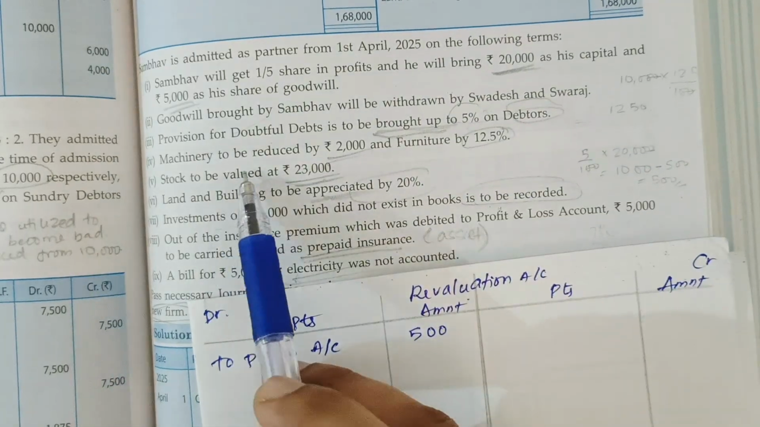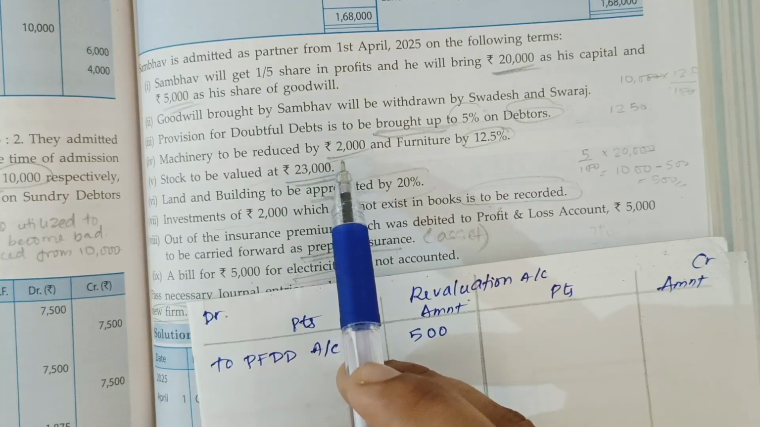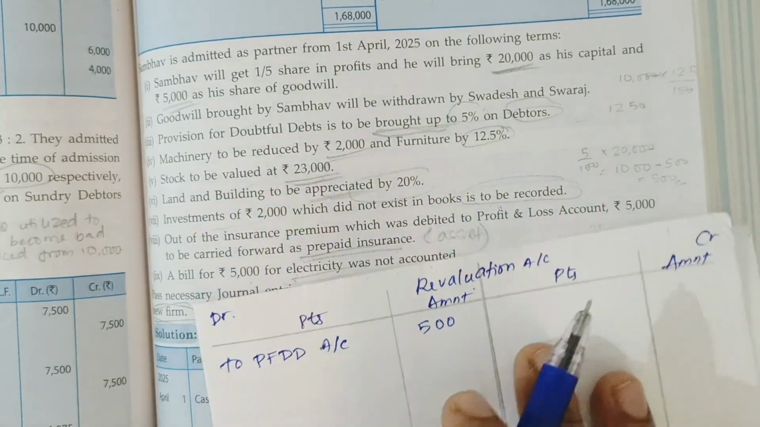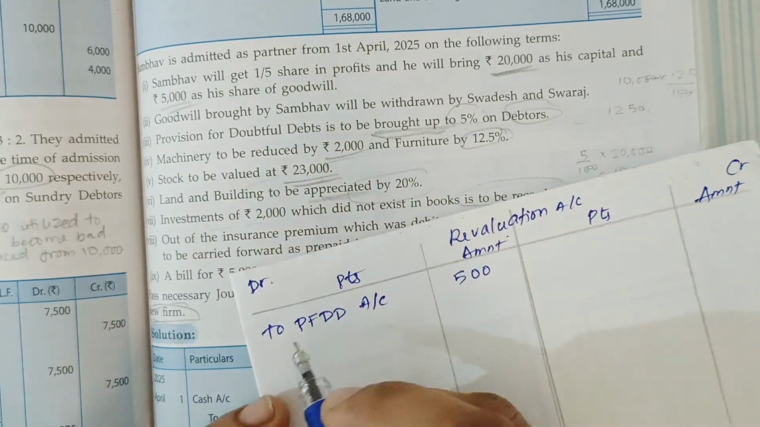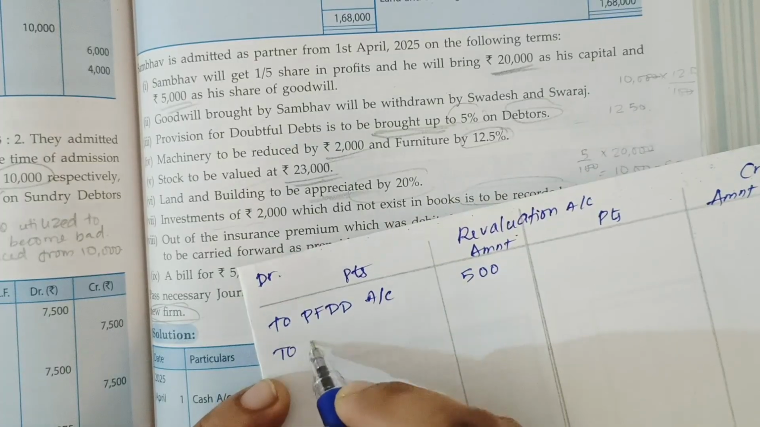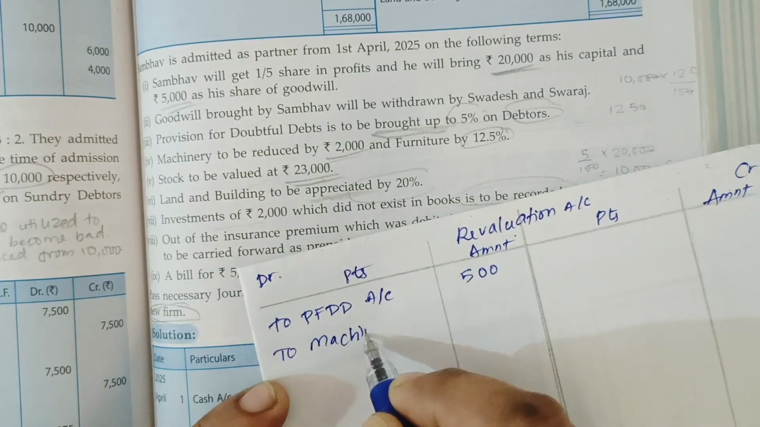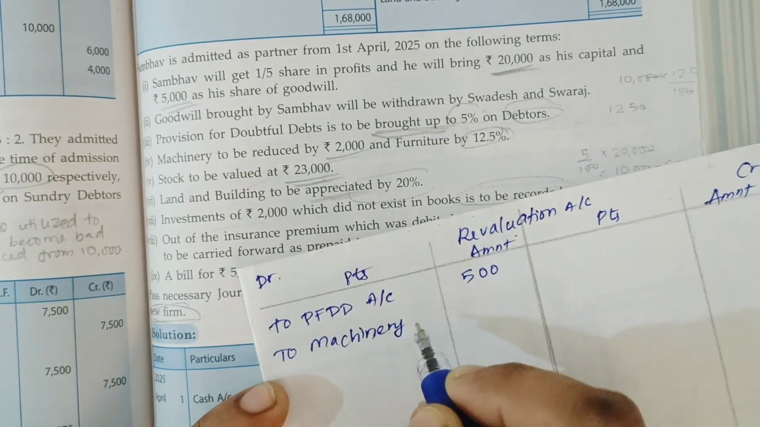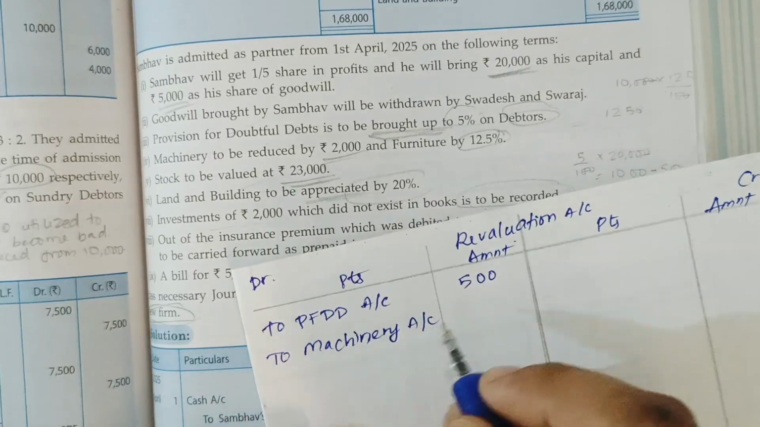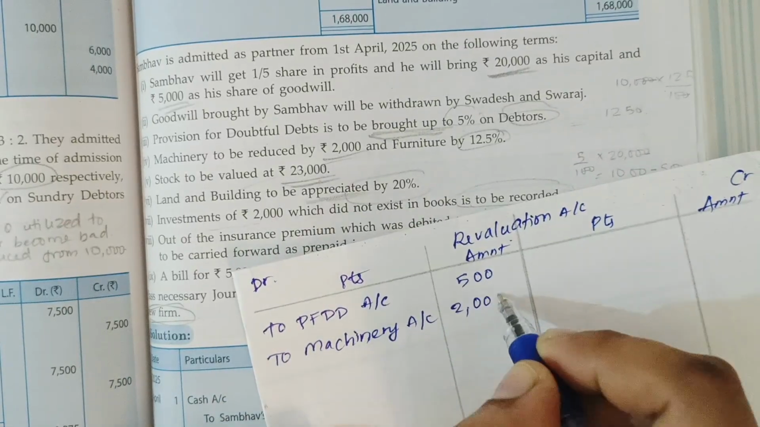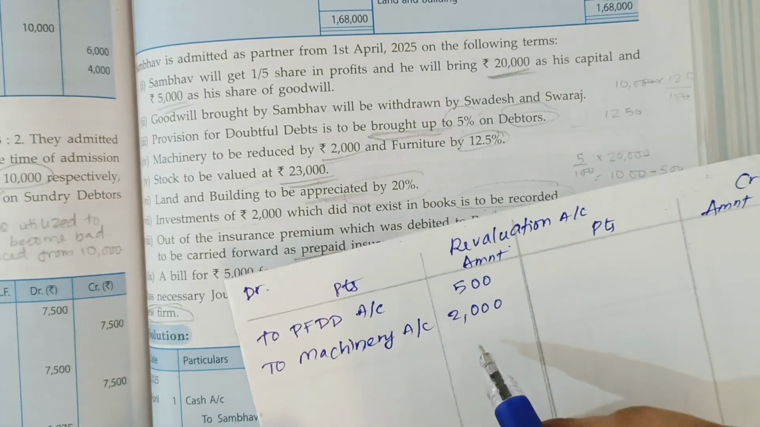Next one, machinery is to be reduced by 2000, which means decrease in the value of asset. So to machinery, decrease in the value of asset is posted on the debit side of revaluation account, reduced by 2000. So the amount is 2000.